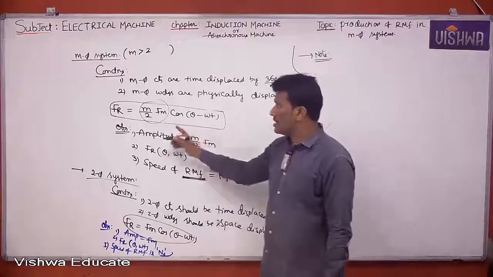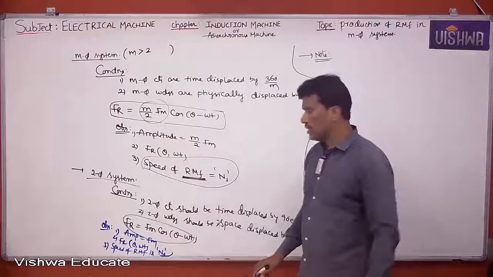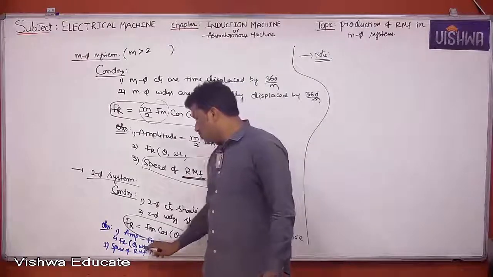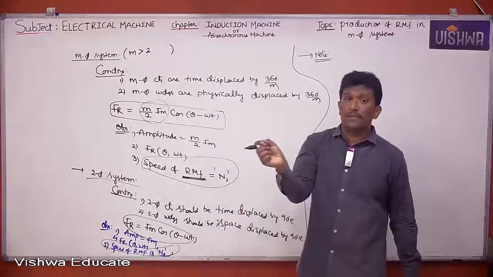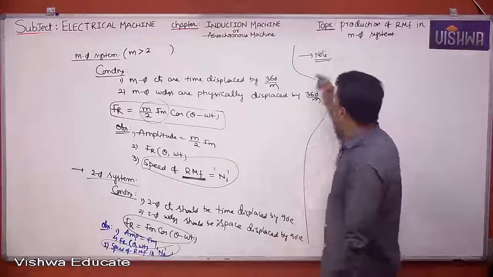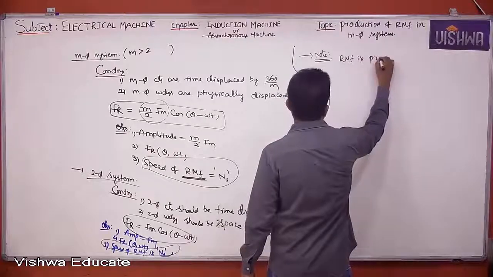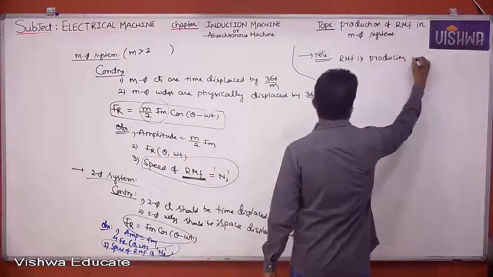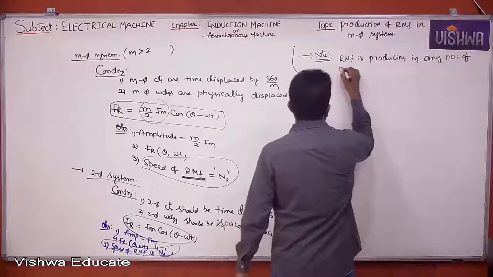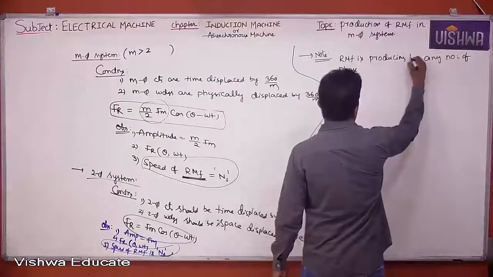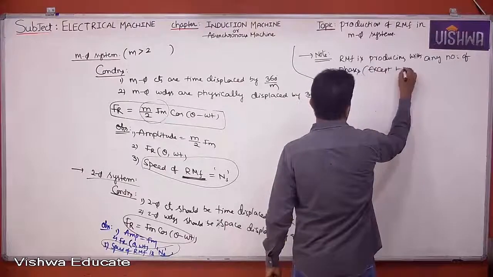If you take any phases, speed of RMF means what? Ns. For 3 phase, 4 phase, 5 phase, 6 phase, any phase. If you take the speed of RMF in 2 phase also, you are getting Ns only. The only difference is in the amplitude of your resultant MMF. Okay. So let me write here. Rotating magnetic field is produced in any number of phases. You can write in bracket except single phase.